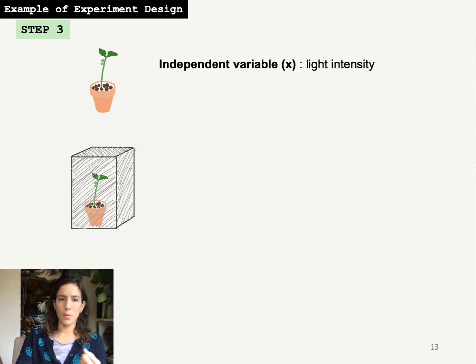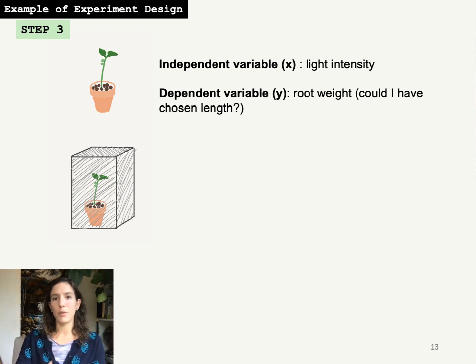So, just a reminder, the independent variable is light intensity. The dependent variable, I'm choosing root weight, because I had originally wondered about the robustness, and I thought weight was a good representative of that. Could I have chosen length, though, as the dependent variable? Sure, I could have. Maybe it would depend on how these plants grow. I would want to look into that before I make a decision on what exactly it is that I'm going to be measuring. I've just chosen weight here, and I'm good with that.